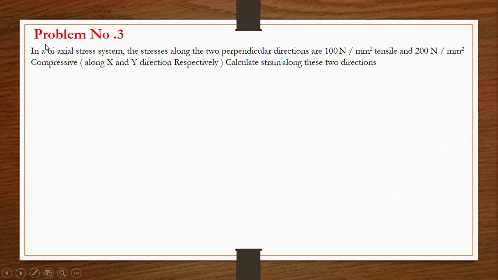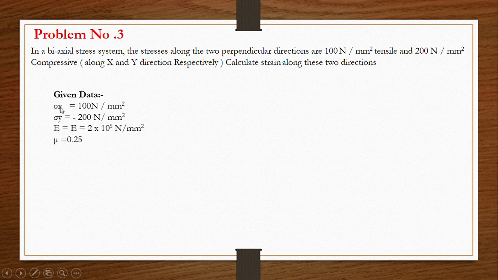Third one, problem number 3. In a biaxial stress system, the stresses along the two perpendicular directions are 100 Newton per mm square tensile and 200 Newton per mm square compressive, along the x and y axis directions respectively. Calculate the strain along these two directions. That means the first one is tensile, so it is positive, and the second is compressive, so it will be minus 200.